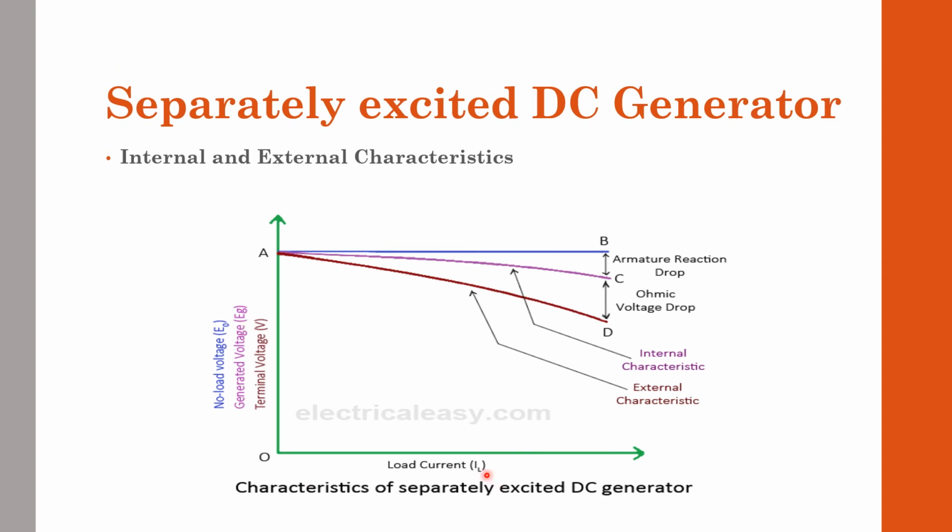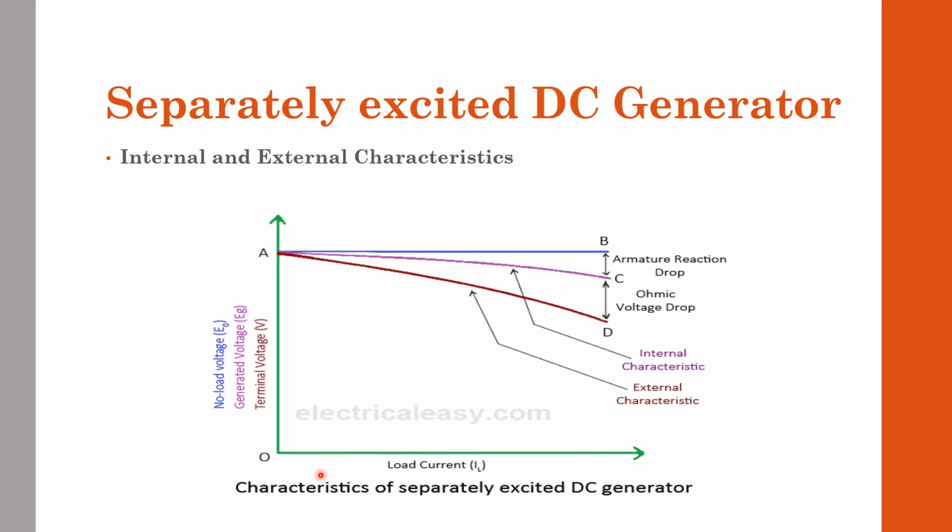So EG and IA. Here there are three plots: B, C and D. First let me tell you, B is the no load condition and C is the load condition. All of B, C, D are induced EMFs. B is with no load condition, C is with load, and D is also with load. C is your internal characteristics and D is your external characteristics, as I mentioned here.